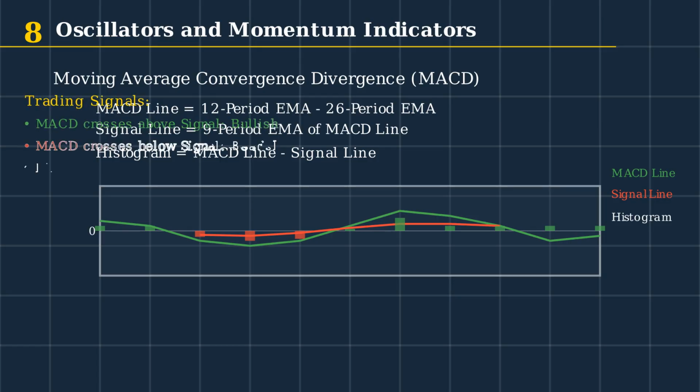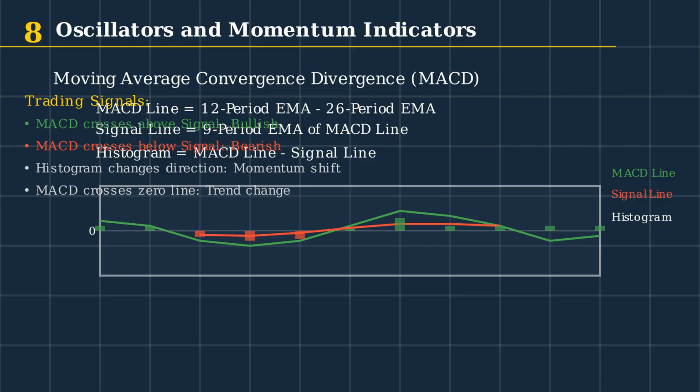Traders look for several signals with MACD. When the MACD line crosses above the signal line, it suggests bullish momentum. When it crosses below, it indicates bearish momentum. The histogram changing direction often provides early warning of potential trend changes, while MACD crossing the zero line confirms a shift in the underlying trend.